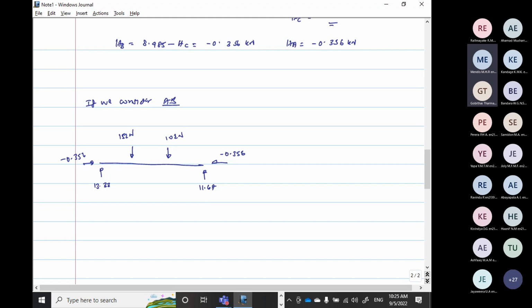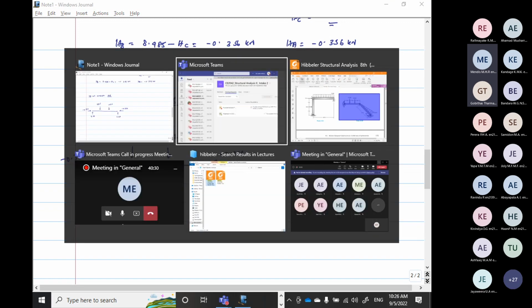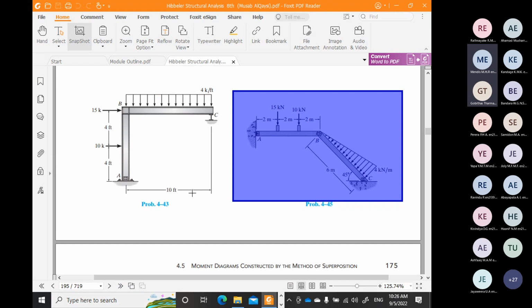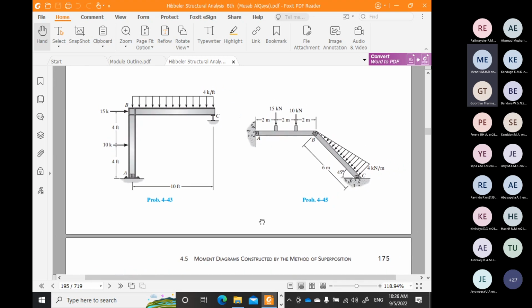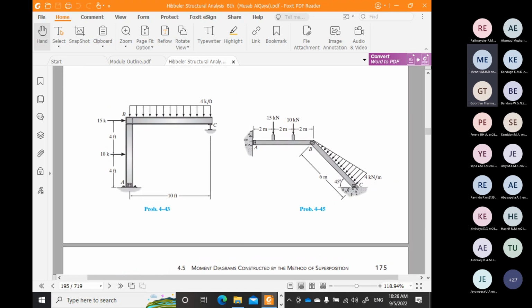Okay, it's going to be in a different axis, but everything, the procedure, how to plot it, sign convention, everything is going to be the same. So now there is a way of plotting this diagram. Now in a beam, if it is sagging, we draw on the positive side. If hogging, we draw on the negative side.